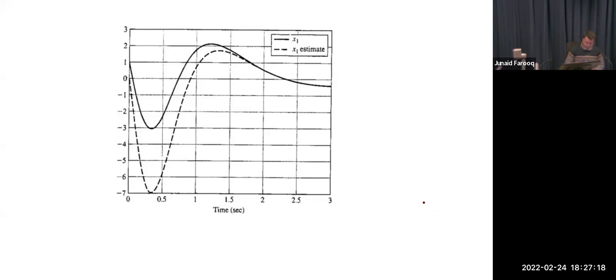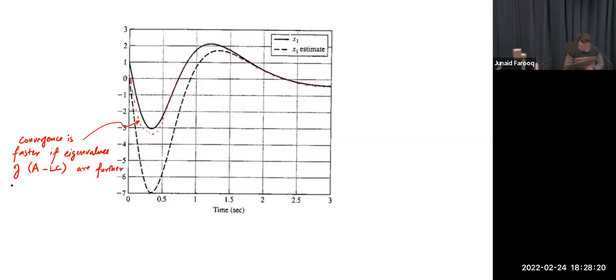So this convergence depends on the eigenvalues of A minus LC, because that's the error system. If A minus LC has negative eigenvalues that are further into the left half plane, then you will have faster convergence. So you may have something like this. So convergence is faster if the eigenvalues of A minus LC are further into the left half plane.